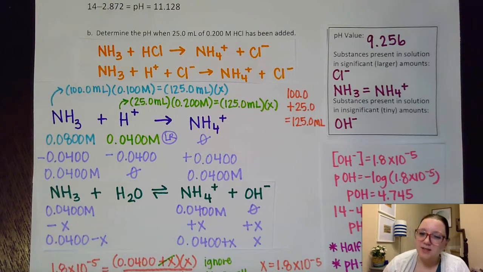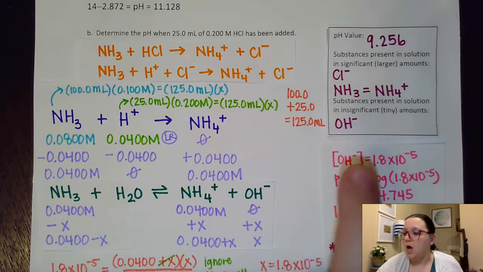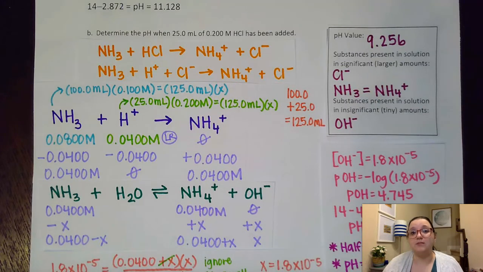Now, you technically have a very small amount of hydroxide present, and that was what caused the pH to be basic. However, if I was drawing a particle diagram, I would not show that hydroxide. It's too small to be shown. I would show these other substances, though, present in my solution. All right, let's go ahead and flip the page.